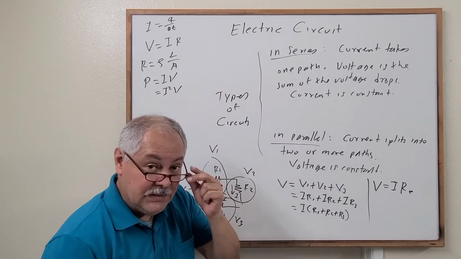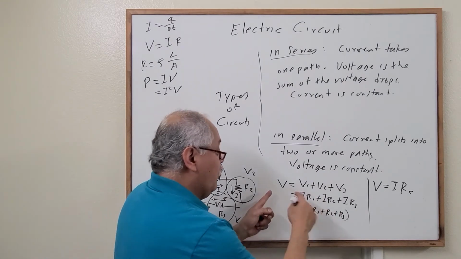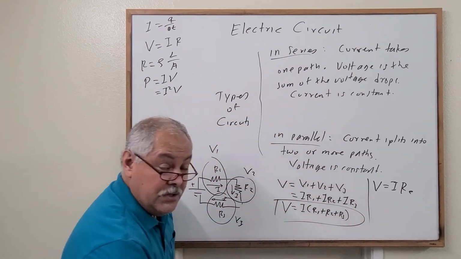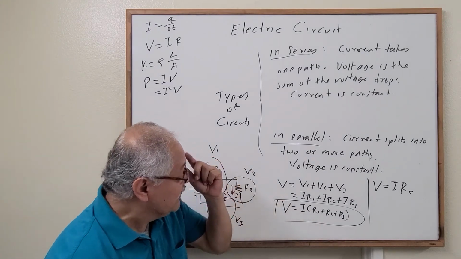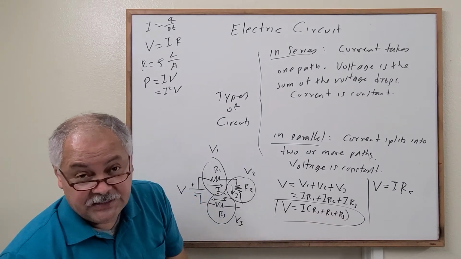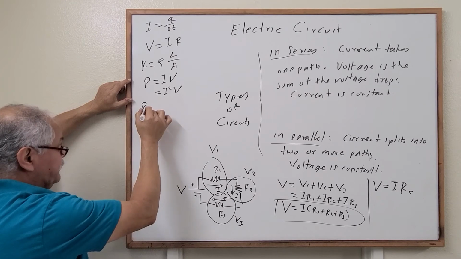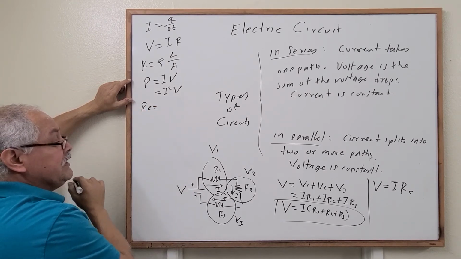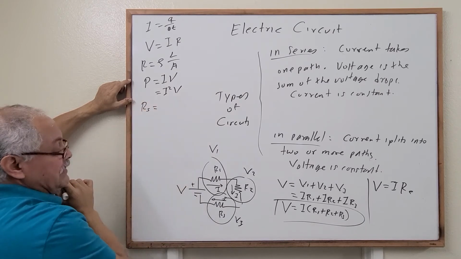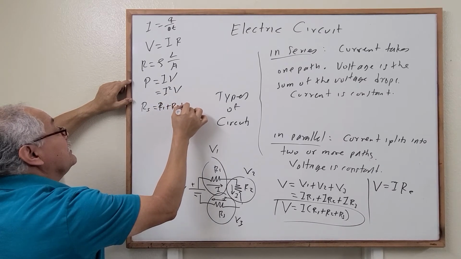But the equivalent resistance for circuits in series is going to be this one. When we compare this form and the general form for Ohm's law, we can see that the equivalent resistance is just the sum of the resistances for circuits in series. Okay, so this is the equivalent resistance. We can also write it like this: equivalent resistance in series equals R1 plus R2 plus R3.